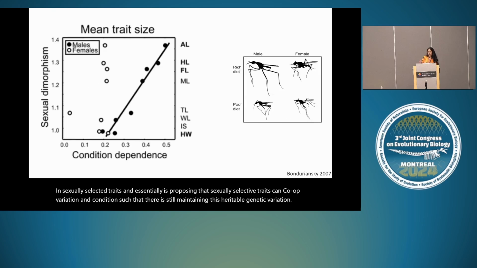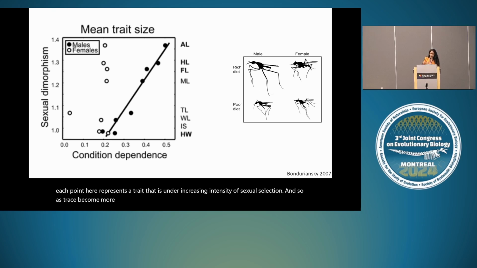And that's what we're seeing in that neriid fly example that I brought up earlier, where each point here represents a trait that is under increasing intensity of sexual selection. And so as traits become more sexually dimorphic, we see them also become more condition dependent.